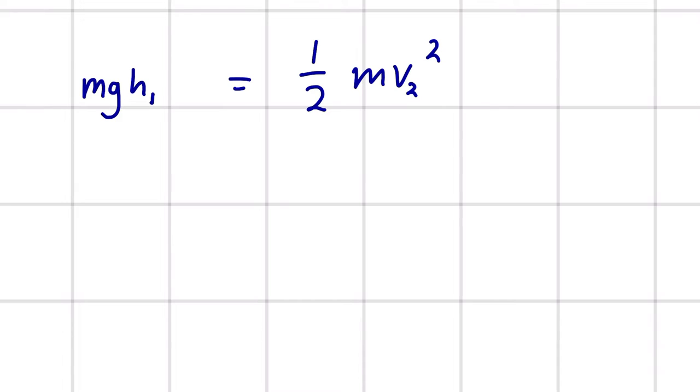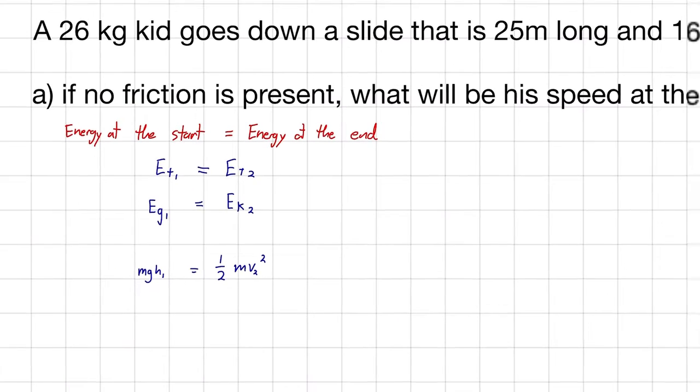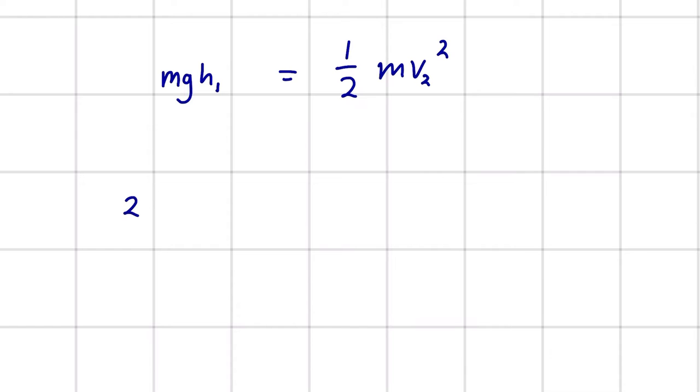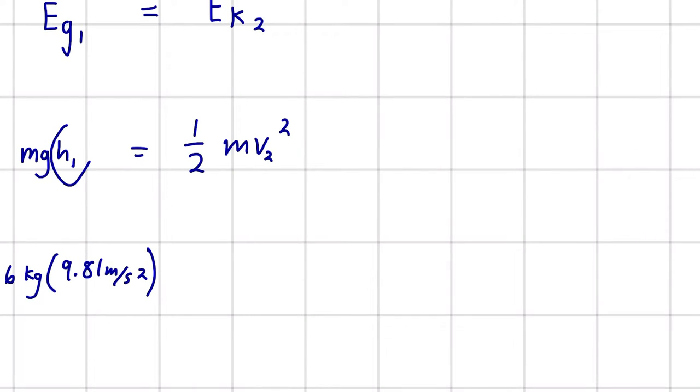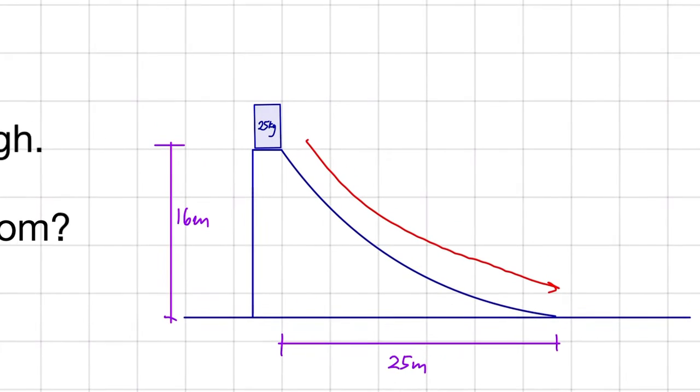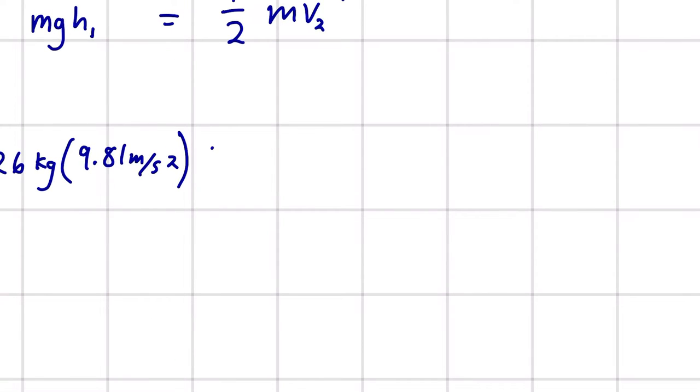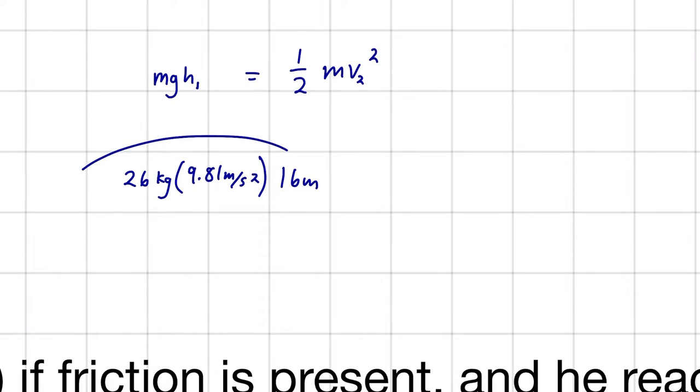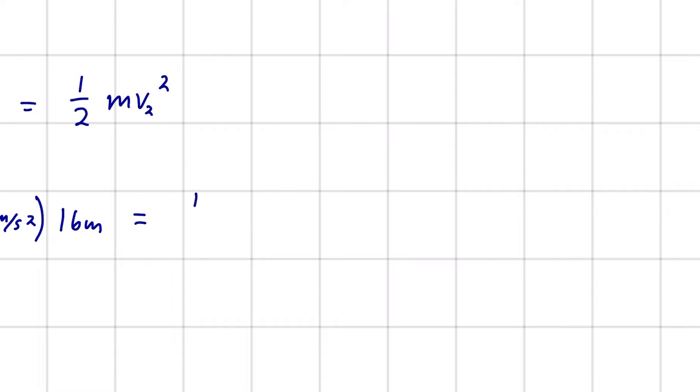So let's plug in some values. So our mass, we remember from the question, is 26 kilograms. G is 9.81 meters per second squared. That's a gravitational constant. Then our h, that's our height. H1 is our starting height, the initial height of the kid. So here it's 16 meters. This is the potential energy that we start with. And in the end, it all gets converted to kinetic energy.